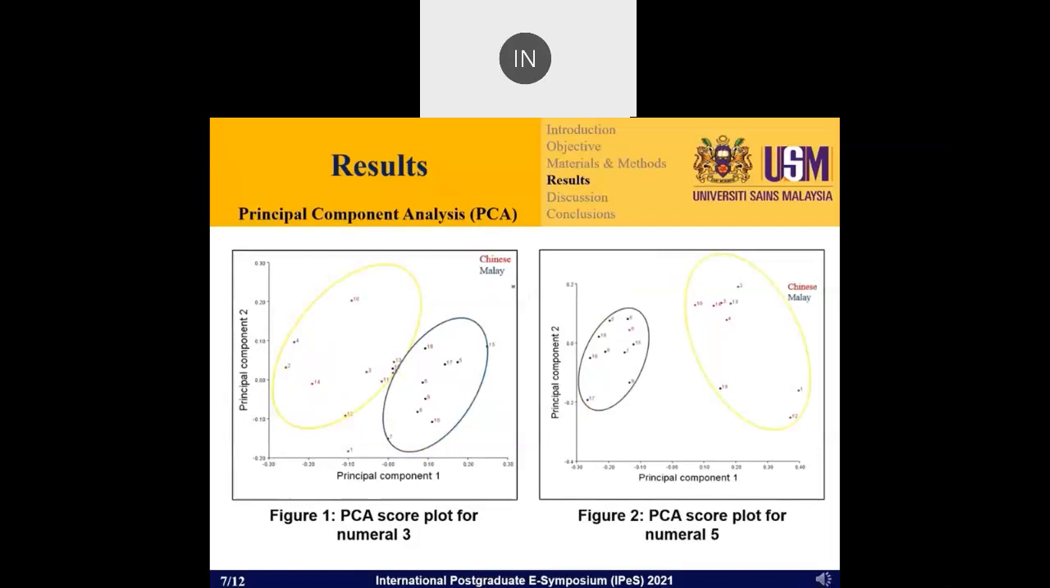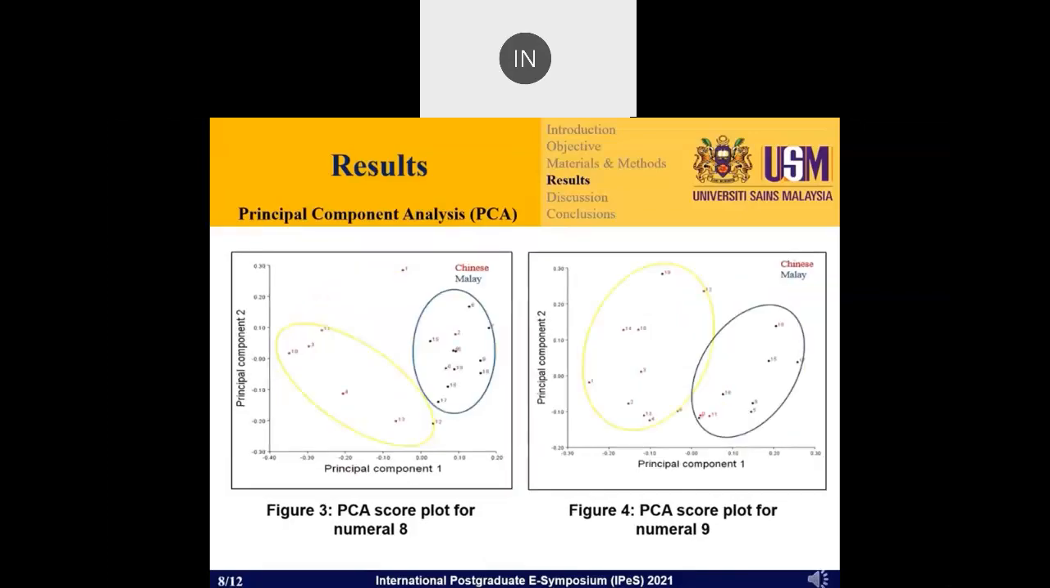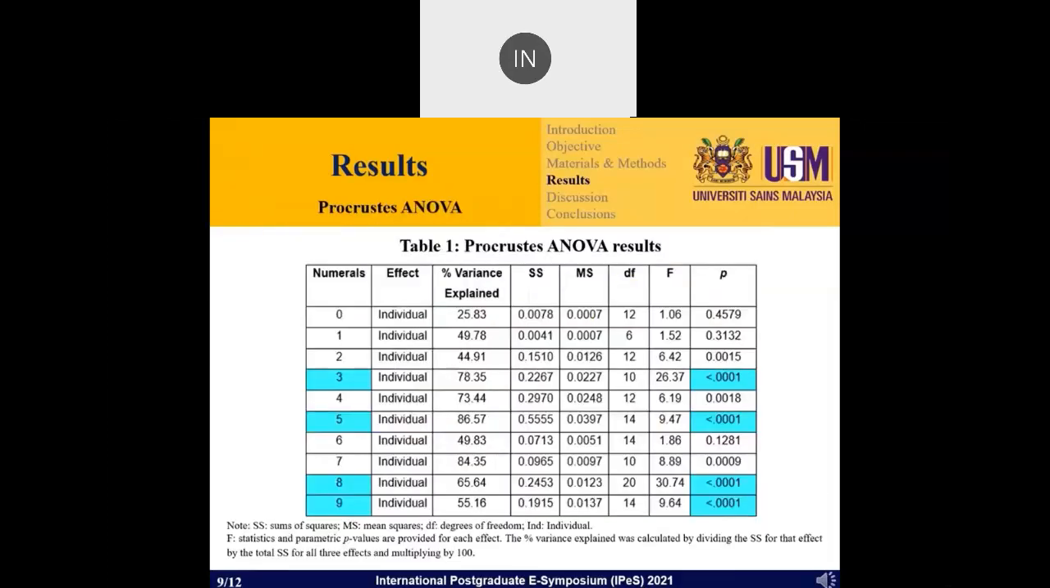From the result, we can observe that the yellow cluster belongs to the Chinese writers, meanwhile the blue cluster belongs to the Malay writers. From the Procrustes ANOVA outcome shown in table 1, it specifically shows there were highly significant differences between Malay and Chinese handwritten numerals for numerals 3, 5, 8, and 9, since the p-value was less than 0.001.